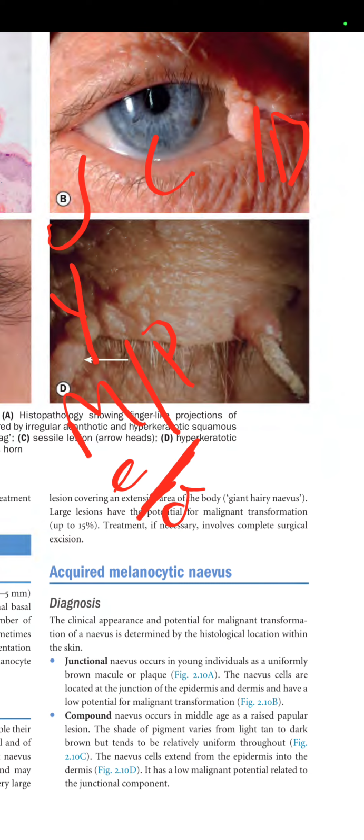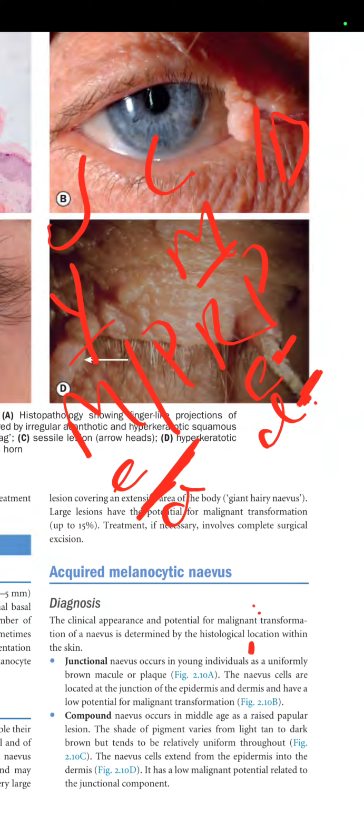Compound nevi occur in middle age as a raised papular lesion. So it will occur in a middle-aged person, and it will have a raised papule. The shade of the pigment varies from light tan to dark brown, but tends to be uniform throughout. The nevi cells extend from the epidermis into the dermis. It has a low malignant potential related to the junctional component. So basically it contains cells in the epidermis and the dermis as well. Both of them contain the nevi cells.